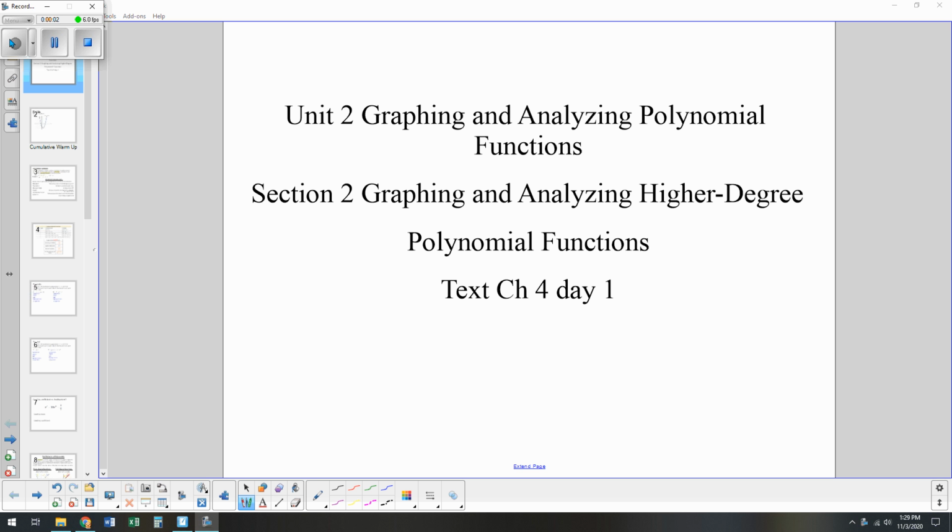This lesson is Unit 2, Section 2. We are now in Chapter 4. We're talking about polynomial functions.